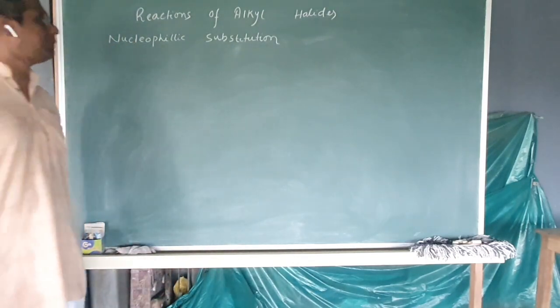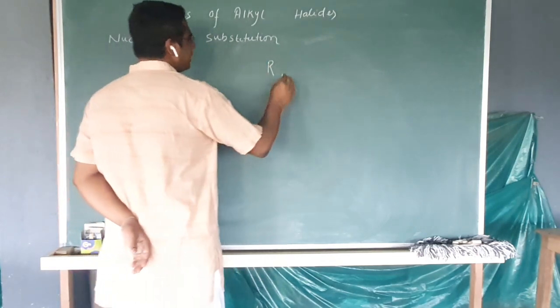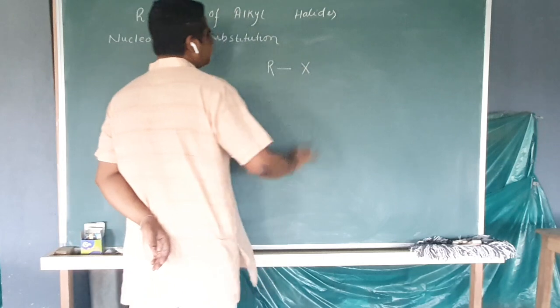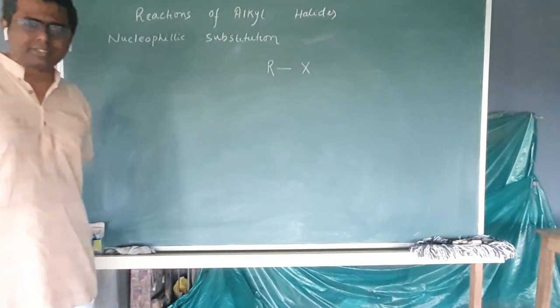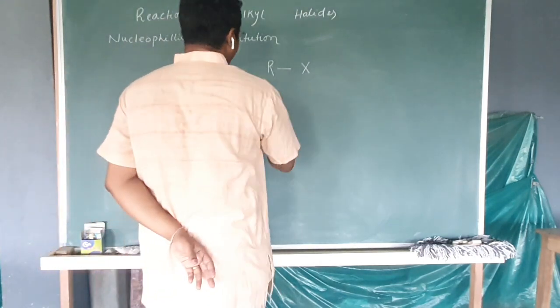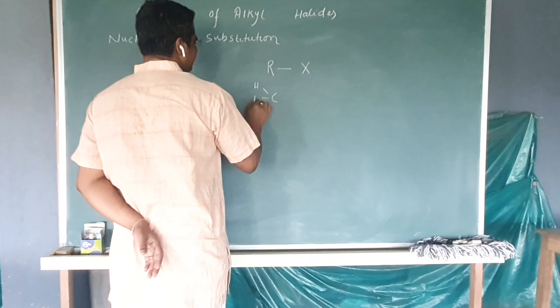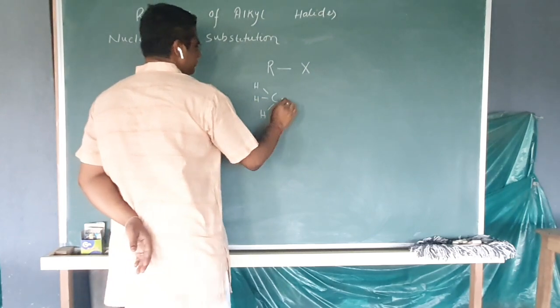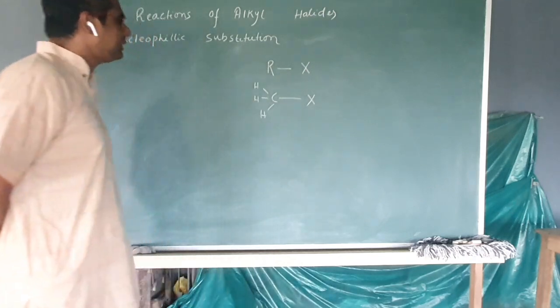First of all, we have to draw a structure of alkyl halide. So here is the alkyl group and here is the halogen group. Okay? Now halogen is much more electronegative than carbon. So what does this actually mean? This actually means suppose a carbon is there and 3 hydrogens are there. And here is the X. Okay? That is the halogen.